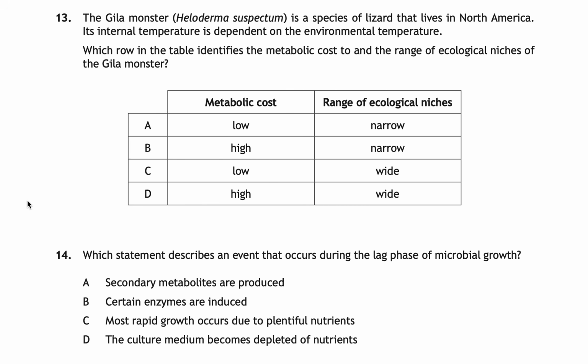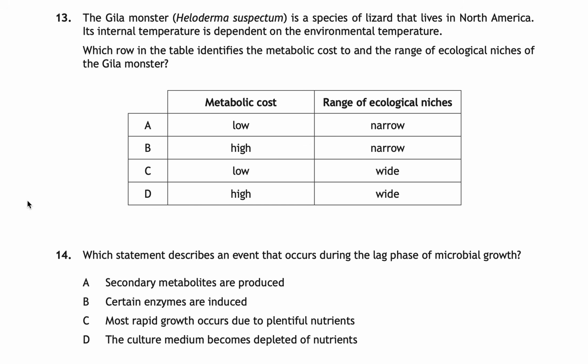For question 13, the Gila monster is a species of lizard that lives in North America. Its internal temperature is dependent on the environmental temperature. The question asks which row in the table identifies the metabolic cost and the range of ecological niches of the Gila monster. So the correct answer for question 13 is A. The metabolic cost is going to be low and the range of ecological niches is going to be narrow.